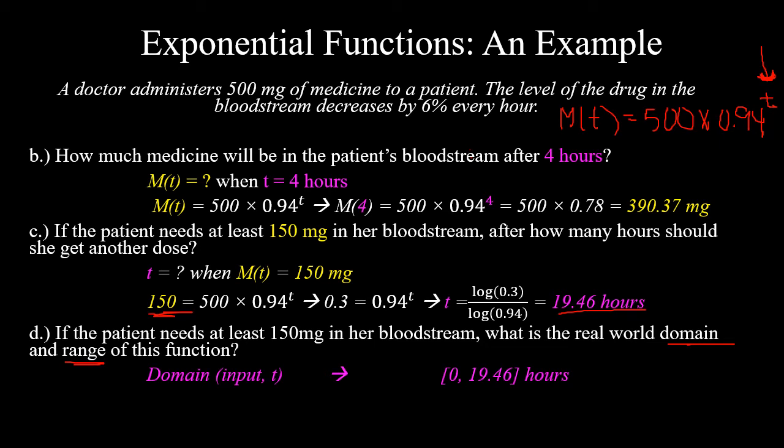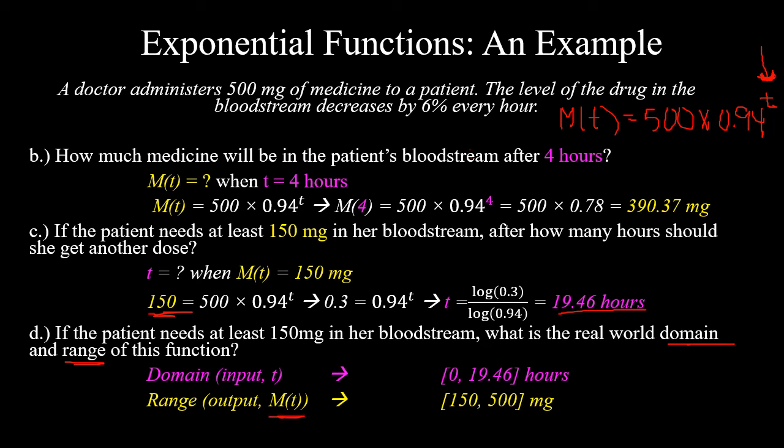So the amount of time that can possibly go on for this function, for our purposes anyway, for this particular medicine, is 0 to 19.46 hours, okay? After that, she's going to have to get another dose, which means it's just going to start over. It's going to go back to 0. And what's our range? Well, she has to have at least, remember, range is our output, how much medicine she has in her bloodstream, right, our m of t.